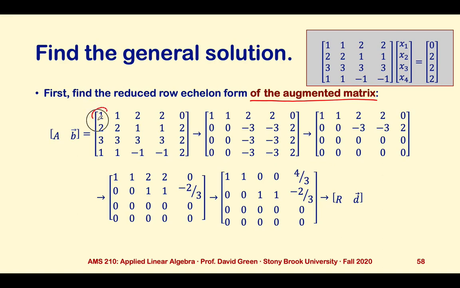So again, Gaussian elimination. Eliminate downwards. 2 minus 2 is 0, 2 minus 2 is 0, 1 minus 4 is negative 3, 1 minus 4 is negative 3, and 2 minus 0 is 2. 3 minus 3 is 0, 3 minus 3 is 0, 3 minus 6 is negative 3, 3 minus 6 is negative 3, 2 minus 0 is 2. 1 minus 1 is 0, 1 minus 1 is 0, negative 1 minus 2 is negative 3, another negative 1 minus 2, negative 3, and 2 minus 2 is 0.